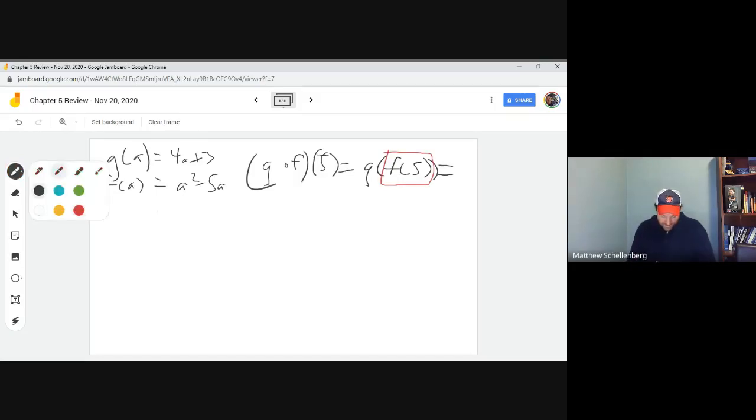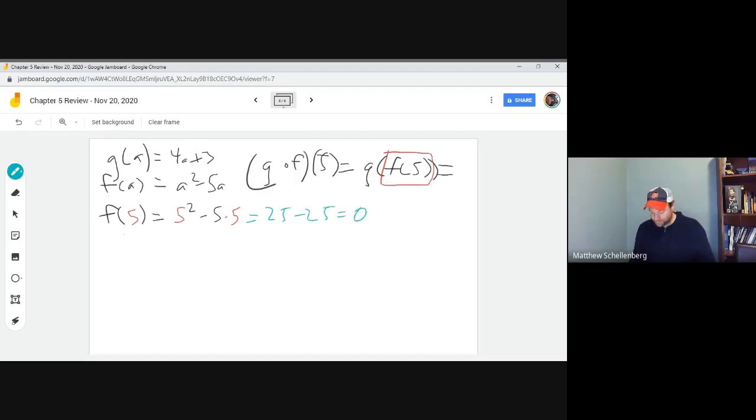Okay, let's find out what f of 5 is. So we're going to take the f function and replace the input value with 5, because that is our input. And we're going to replace all of the variables here that were the original input with our 5. So this a becomes a 5. 5 squared minus 5 times our input value, which is 5, and see what we get. 5 squared is 25 minus 25, and that is 0.